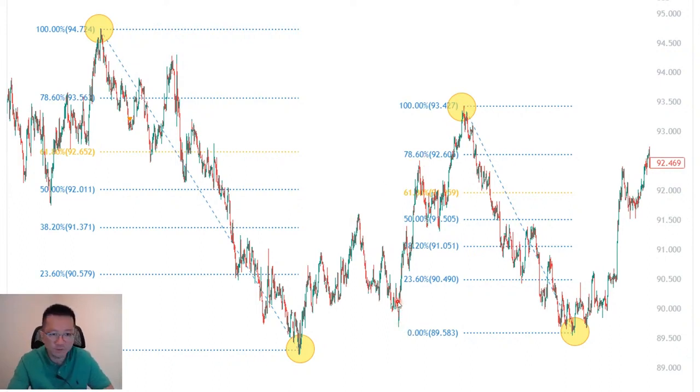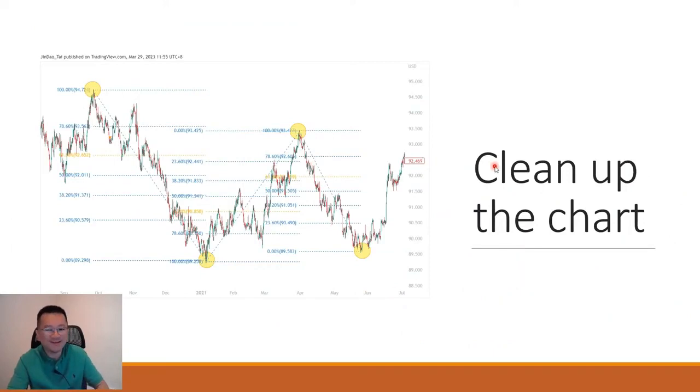So what I would always suggest is that you clean up the chart. This is the same one that I was showing you from before. We had a big downward move, and then price bounced up, so you draw another one up, and then price bounced back down again, so you draw another one down. You've got lines everywhere, and it becomes messy. It's almost untradeable.